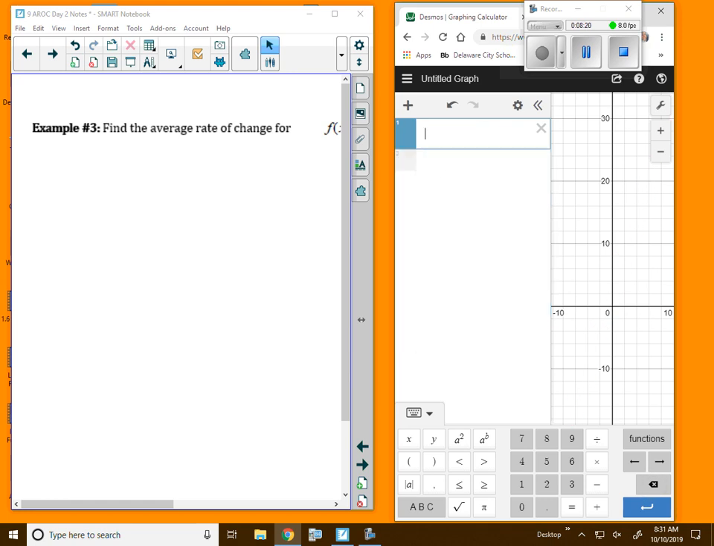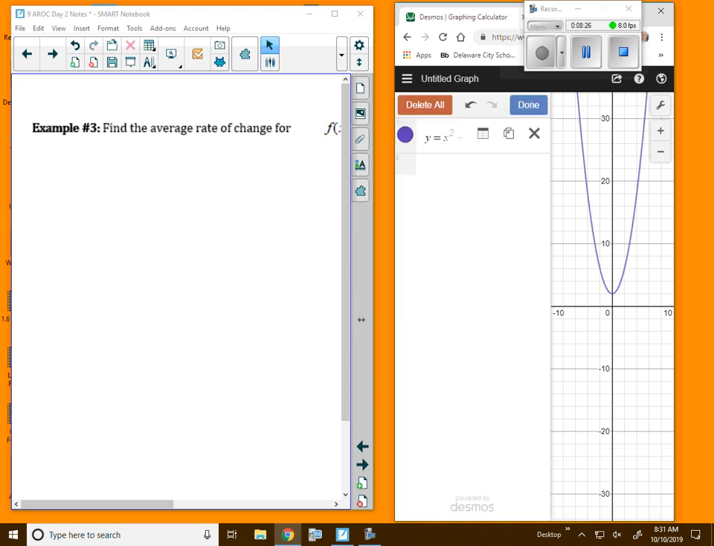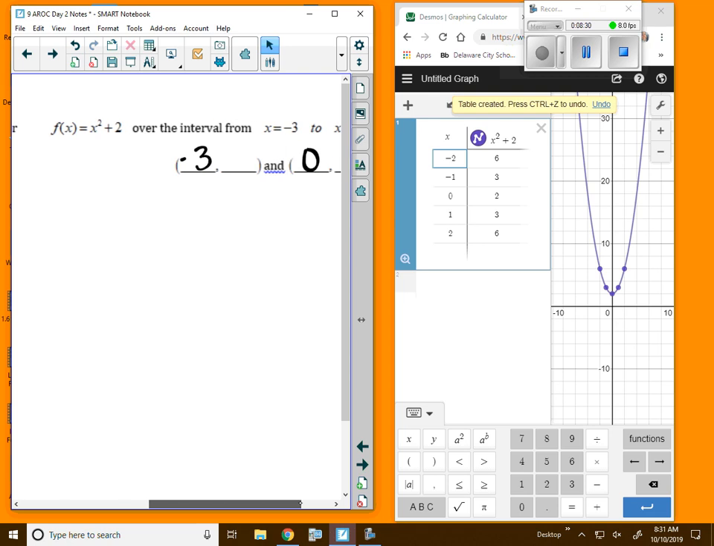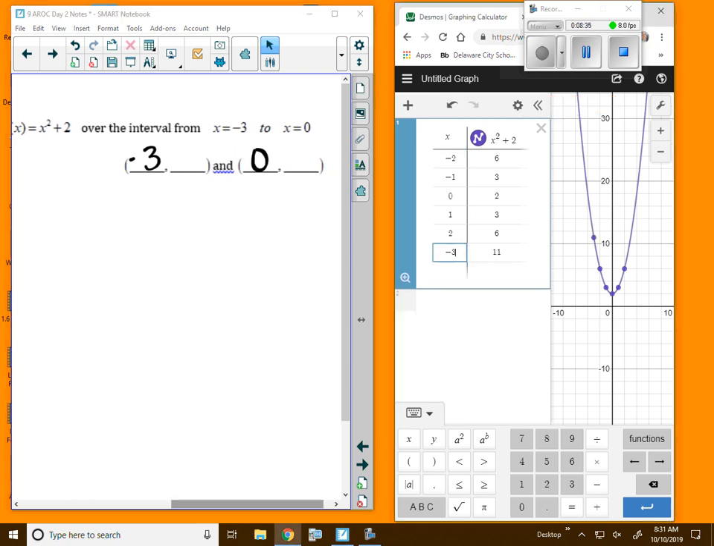Y equals x squared. Y equals x squared plus 2. All right, create a table. All right, so we need which values? 0 and -3. Okay, -3 corresponds to 11, and 0 corresponds to 2. I'll let you go ahead and find the average rate of change.